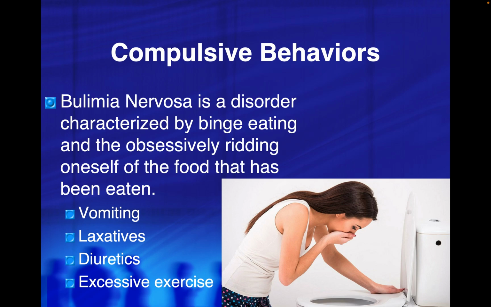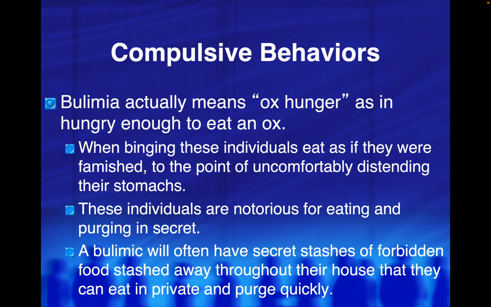Bulimia nervosa is a disorder characterized by binge eating and then obsessively ridding oneself of the food that has been eaten by vomiting, laxatives, diuretics, and excessive exercise. Bulimia actually means ox hunger, as in hungry enough to eat an ox. When binging, these individuals eat as if they were famished to the point of uncontrollably distending their stomachs. These individuals are notorious for eating and purging in secret.